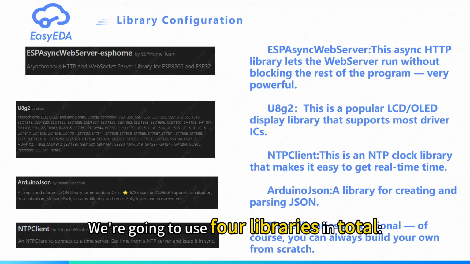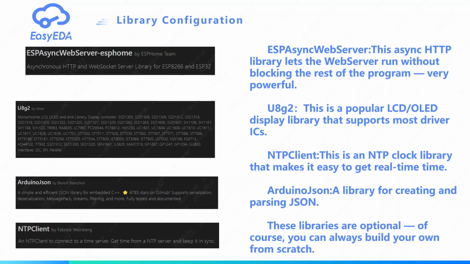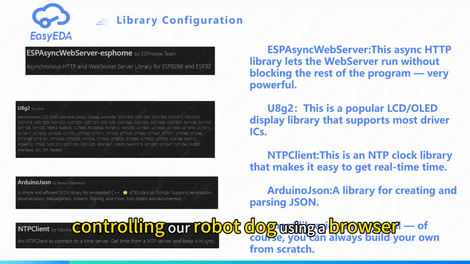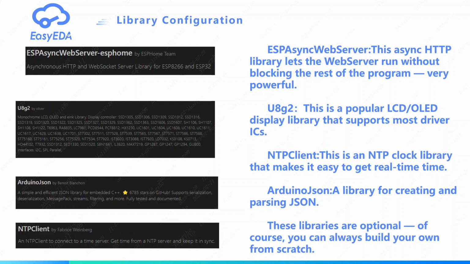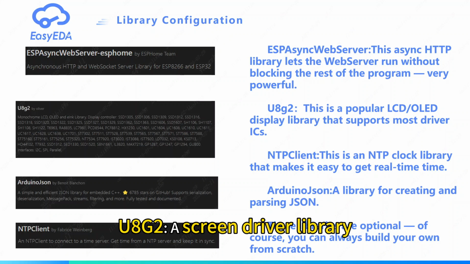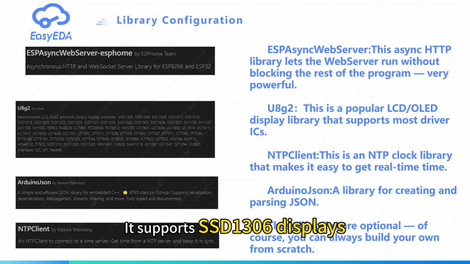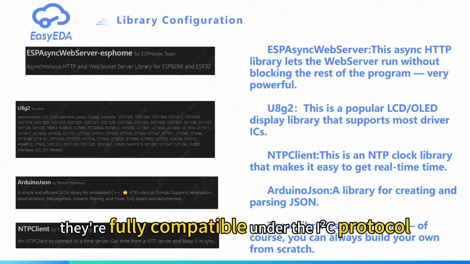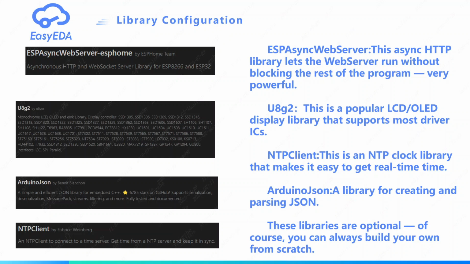We're going to use 4 libraries in total. Web server, this lets us control things through a web page. For example, controlling our robot dog using a browser. U8g2, a screen driver library. It supports SSD1306 displays, but even though we're using SSD1315, they're fully compatible under the I2C protocol.